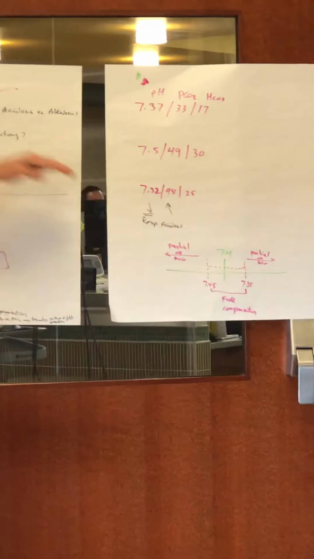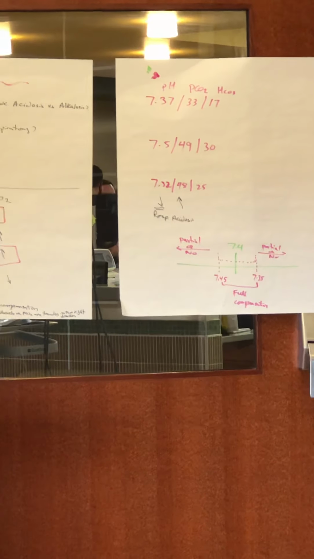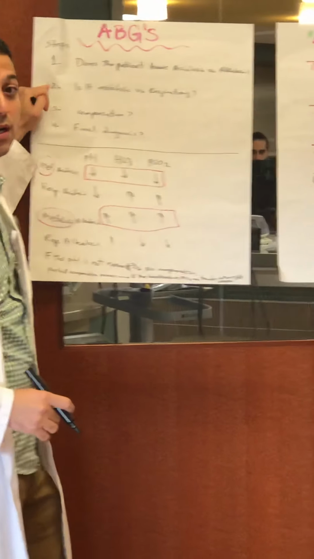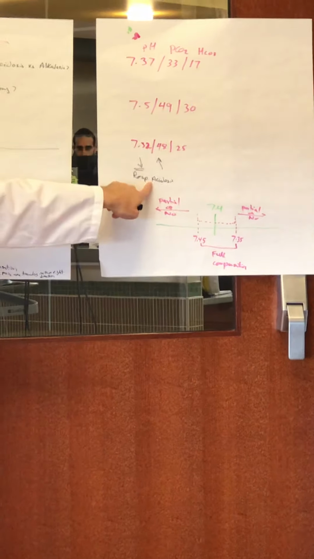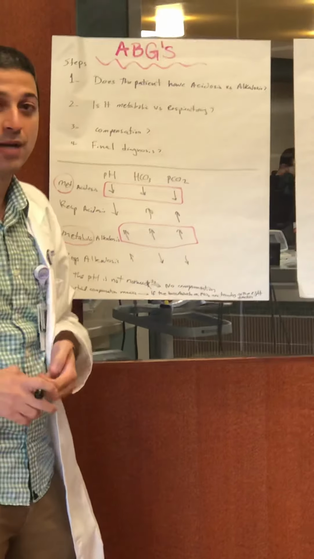Okay? So first step, does the patient have acidosis or alkalosis? I know they have acidosis. Second step, is it metabolic or respiratory? The arrows are fighting, so it's a respiratory acidosis. Okay? The third step, is it compensating or not compensating?